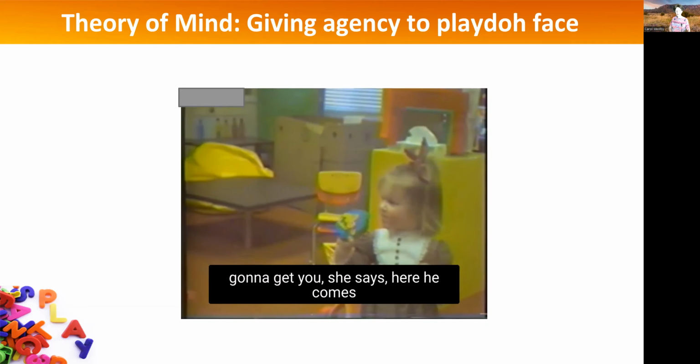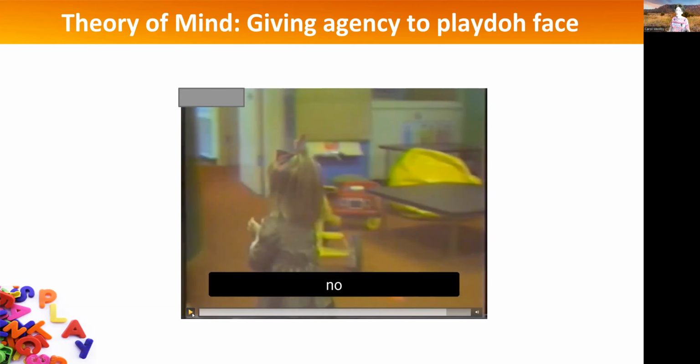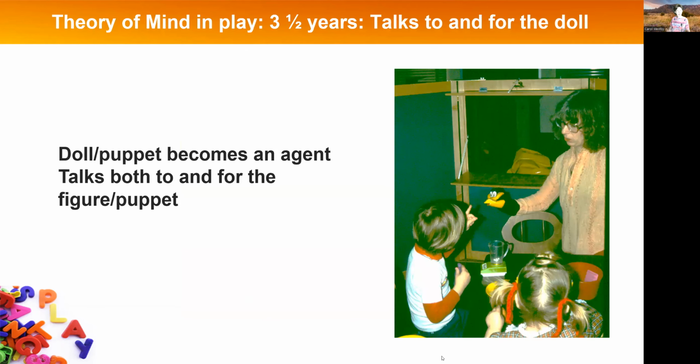She says, here it comes. And she begins to chase her brother with the face, so giving agency to that face. 3.5-year-olds both talk to the doll or the puppet and talk for the doll and the puppet. In this photo, Jerem is talking for the puppet saying, I want soda.